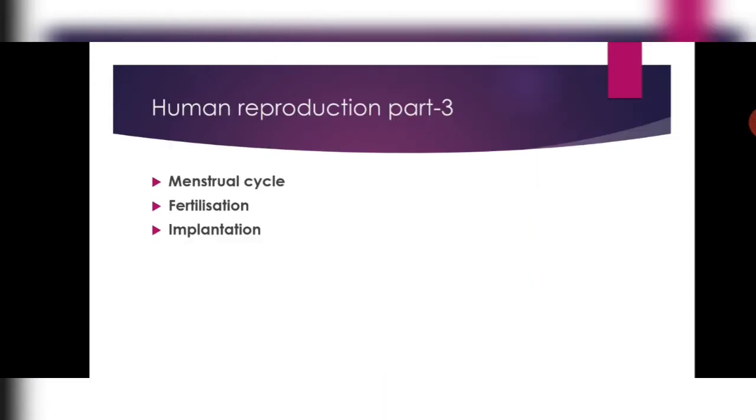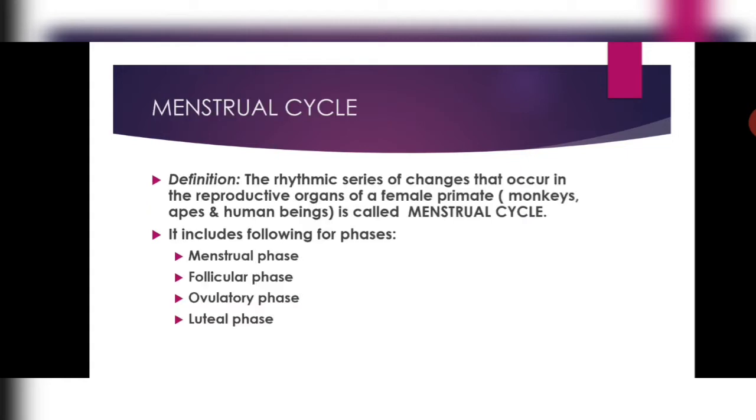Today we will be dealing with human reproduction part 3, wherein we shall discuss the menstrual cycle in detail, fertilization and the process of implantation. Let us first start with the menstrual cycle. What do you mean by a menstrual cycle? The rhythmic series of changes that occur in the reproductive organs of the female primates. What are primates? Monkeys, apes, human beings.